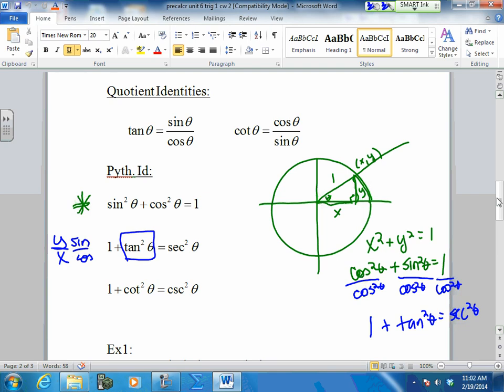What was that? Oh, how we got this part? 1 over cosine, its reciprocal function, is your secant. They're reciprocals of each other. So if I go back to your cosine and say x over r, then your secant is r over x. We just flipped them around. But that's the same as saying 1 over x over r. If I keep, change, flip, this becomes 1 over 1 times r over x. That's where you get your r over x from. It's really the 1 over.